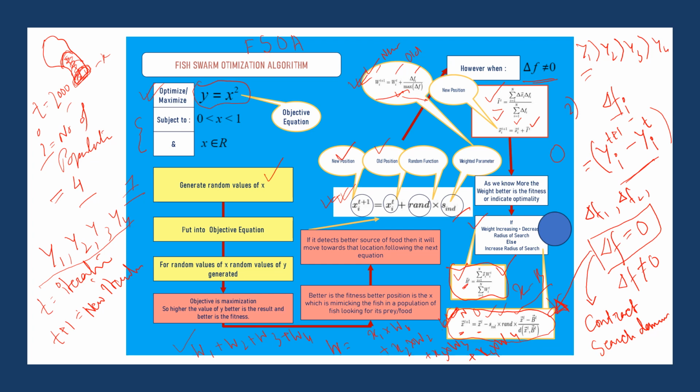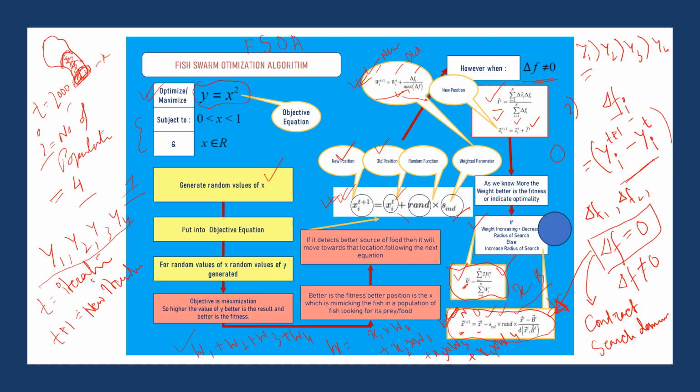So the new value of x is generated like this. The old value of x is x t i. t is your number of iteration. i is the number of population. So for 4 population, 4 new values of x will be generated with the help of 4 old values of x.